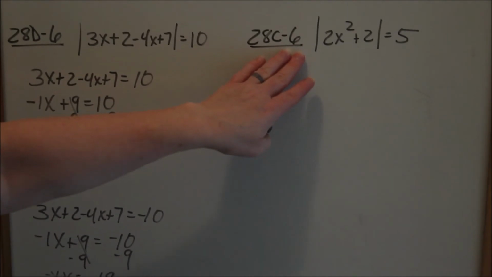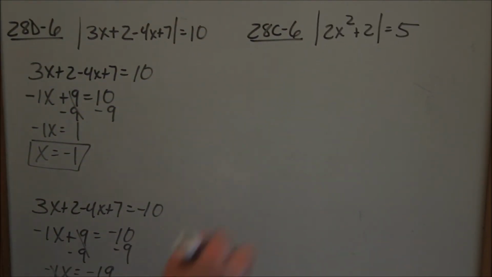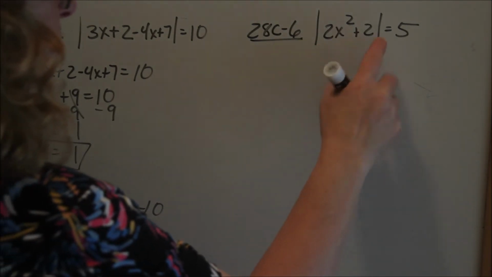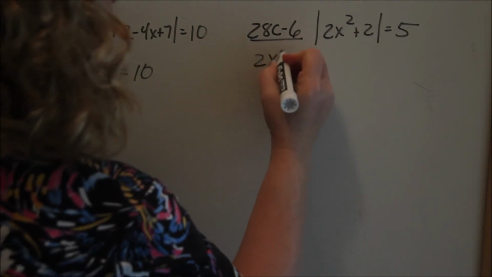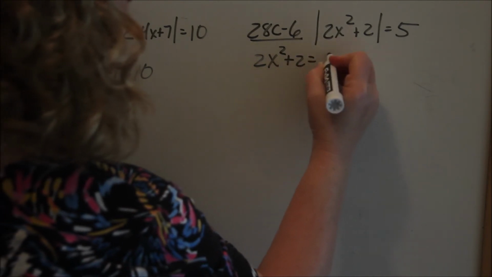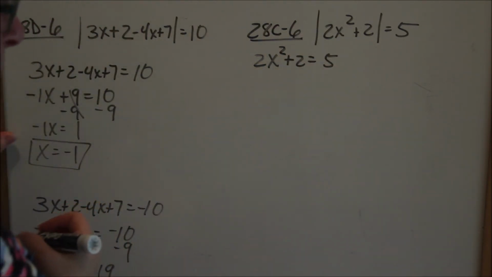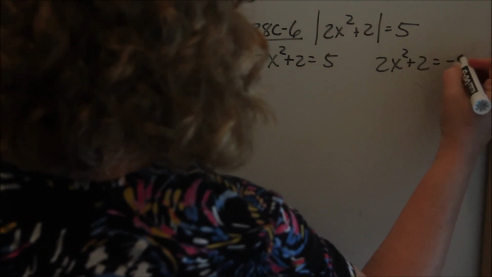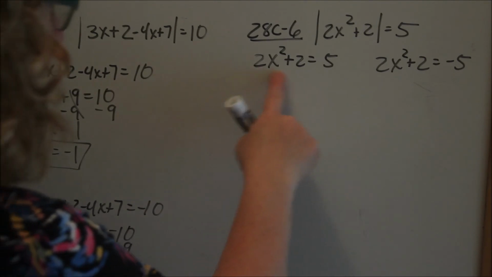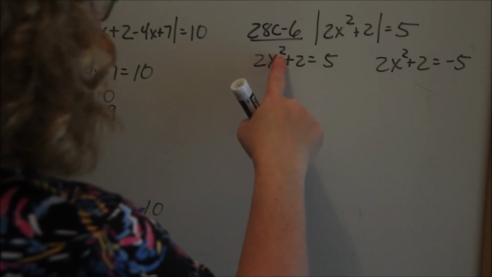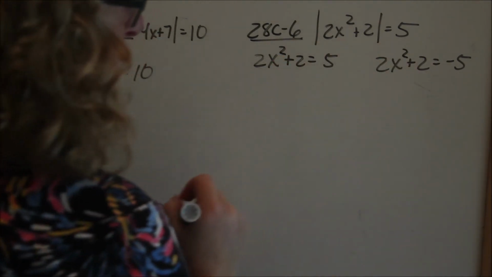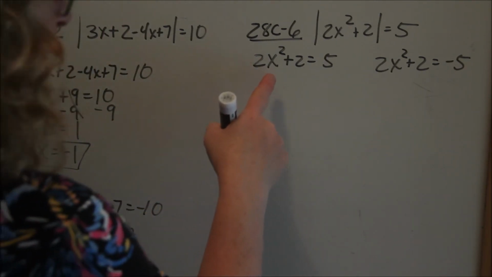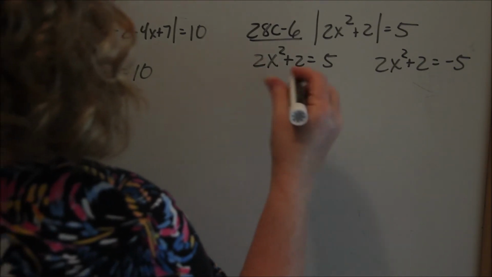Alright, look at 28C number 6. You have a square inside here, but still you have only absolute value. So take whatever is in the absolute value and set it equal to a positive of that. Then take whatever is in your absolute value and set it equal to a negative of that. This equation here tells me I'm going to get two solutions. This equation here tells me I'm going to get two solutions. So this one will have 4 solutions to it. Just solve one equation at a time. So let's solve this one.